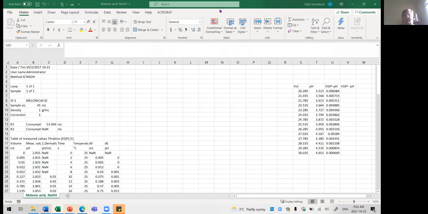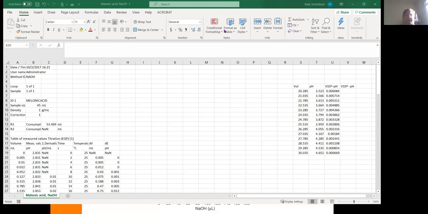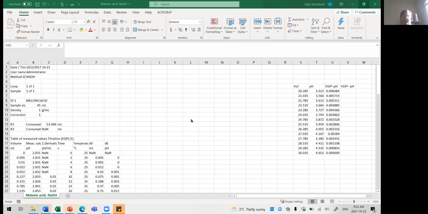I'm just going to make sure that this is sharing. Yes, it is. Okay. There we go. So this is what the data off of one of the auto titrators looks like. At the top here, we have all of the method information. It gives you the date and time that it was run, who was running it, and what they ran. Sometimes it'll actually calculate the equivalence volumes for you. If it doesn't, that's fine. You can figure it out off the graph.